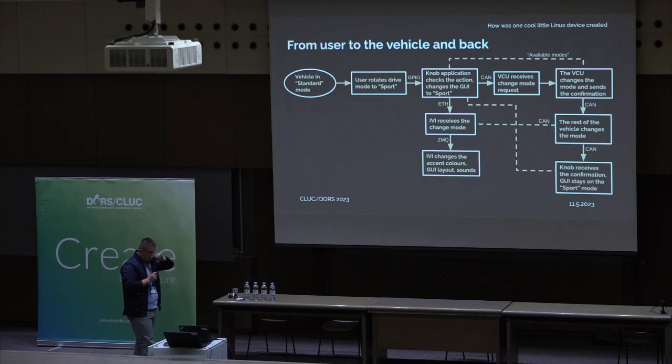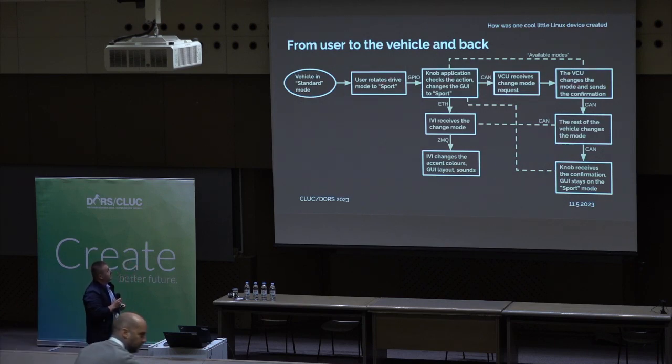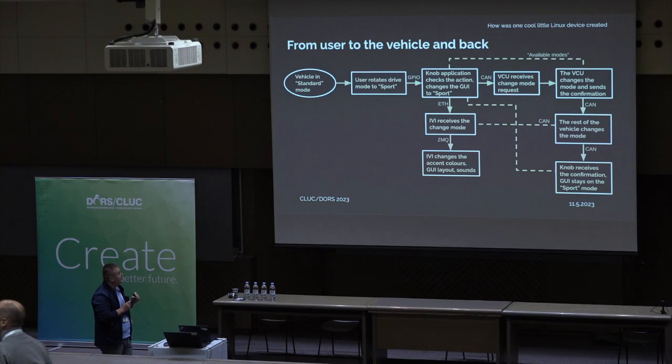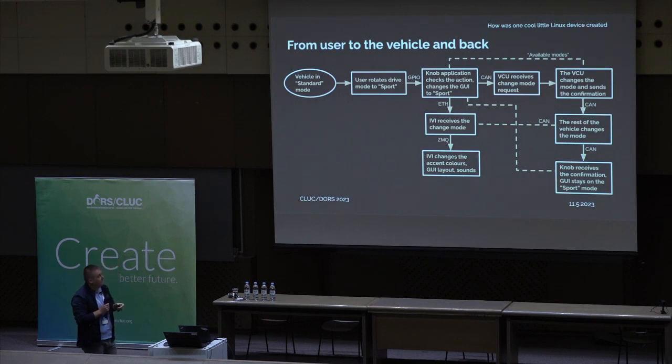This is the example that I wanted to show you, how the application actually works and how the whole system works in general. The application is showing the change of the drive mode on the drive mode knob. We are starting from the vehicle in standard mode, and the user rotates the drive mode knob and changes the actual mode to sport.